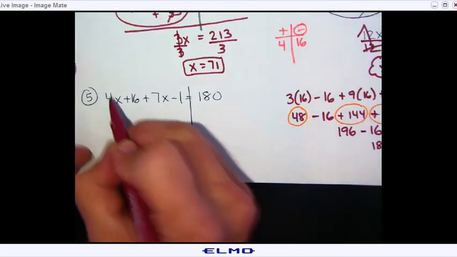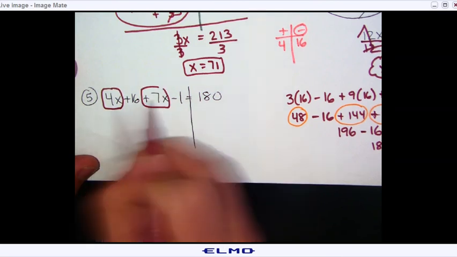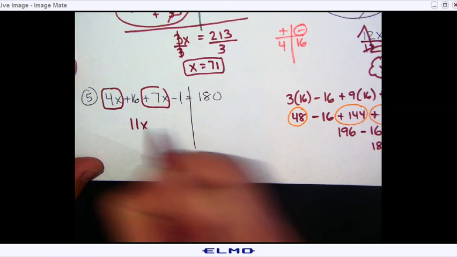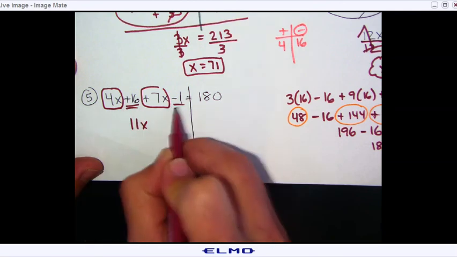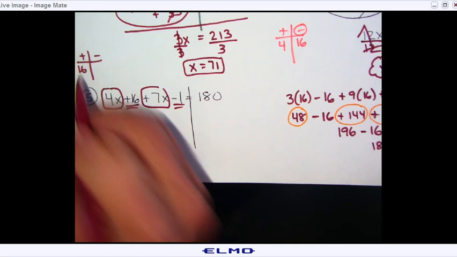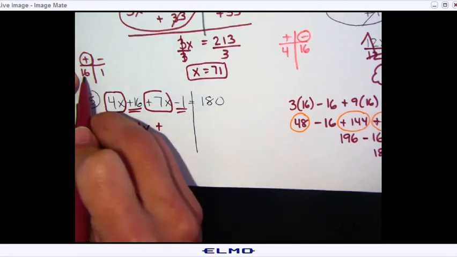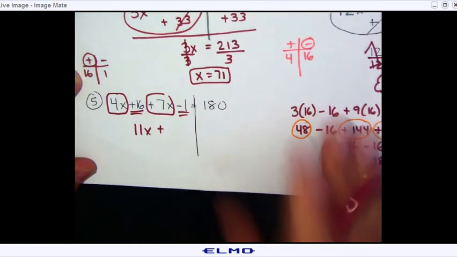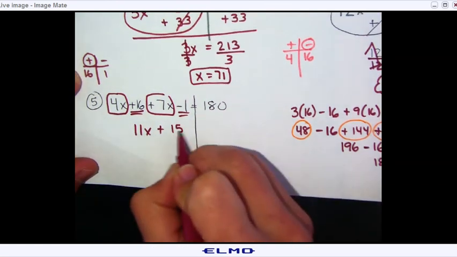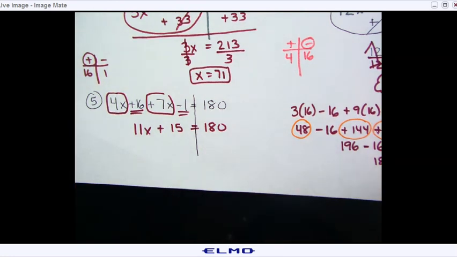So I'm gonna have the 4x plus the 7x. On this side it's gonna be 11x. And then the 16 minus 1, or you could do your t-chart if you want. 16 is positive, 1 is negative. The positive wins by how many? You subtract, right? 15 equals 180. Good. That's your first step.